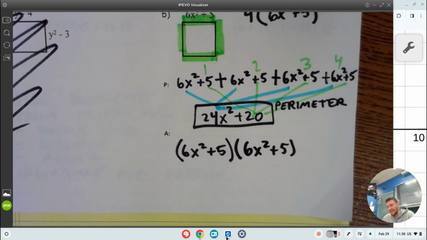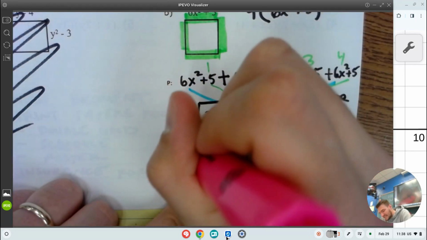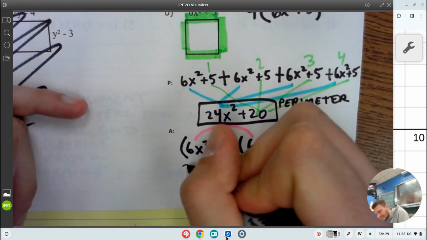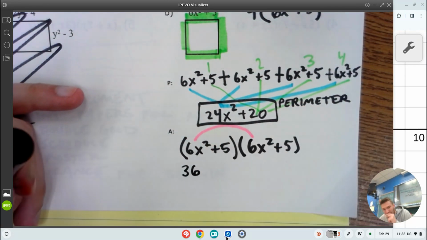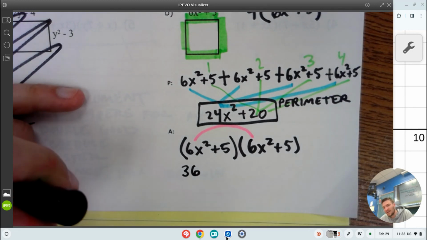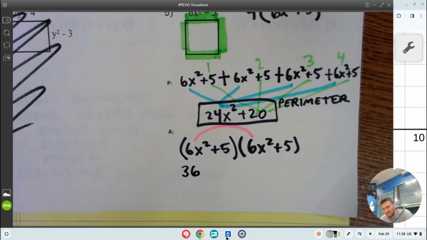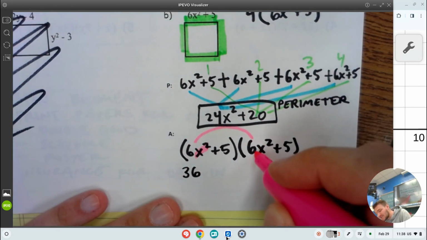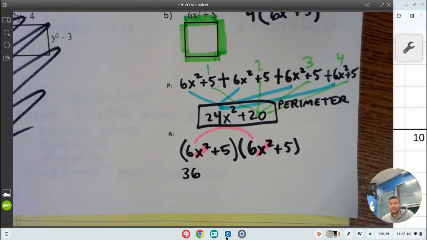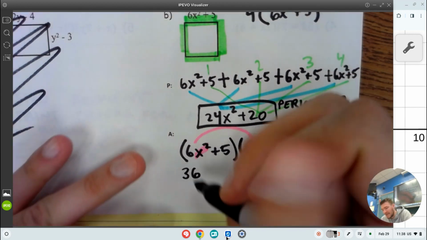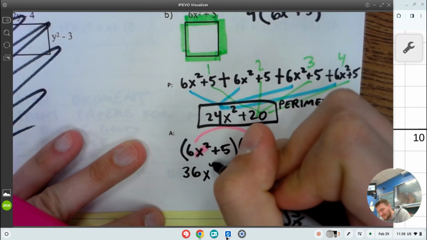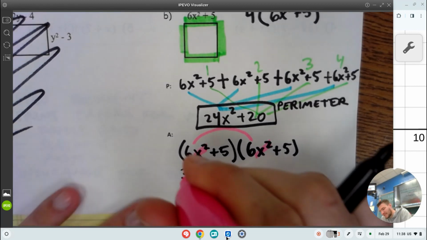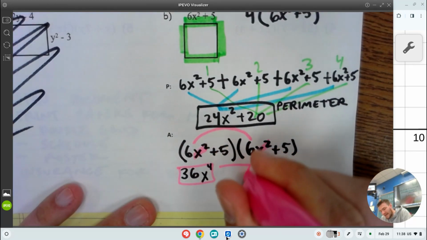Okay, finishing off this question. 6 times 6 is 36. Now here's something interesting. How many x's are going to be on that 36? Because we have 2 and 2. And we're doing multiplying, which means combine them together. We should have x4. Okay, that's kind of weird. We haven't done a FOIL question like that yet, where we got x4.